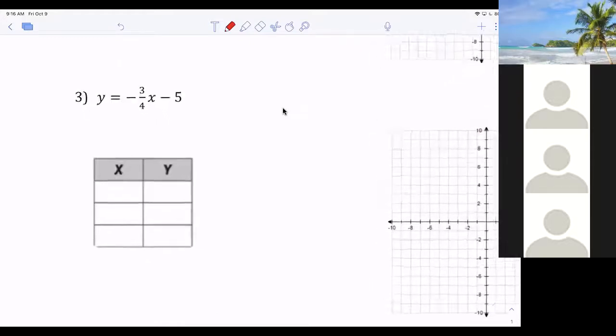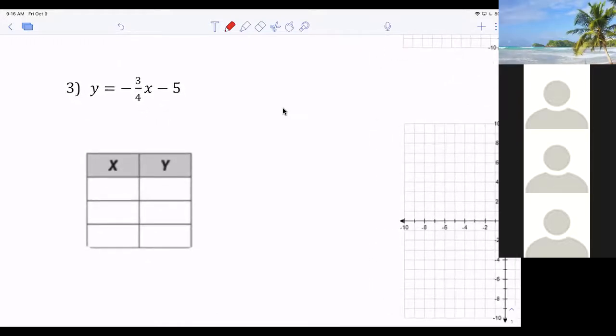Now, because Rivers wasn't here, I need someone to tell him, Lily, what are we plugging in for x? -4, 0, and 4. Why? Because you always do like the denominator. Yes, you're plugging in the denominator so the fraction is eliminated. You don't want to put fractions in on graphs.